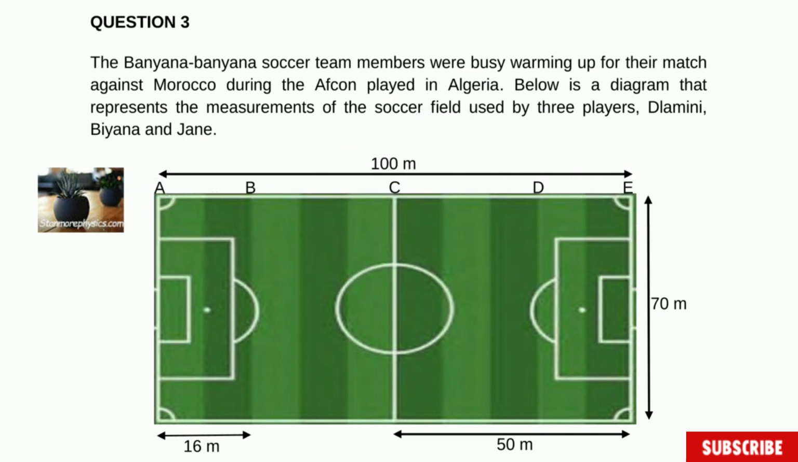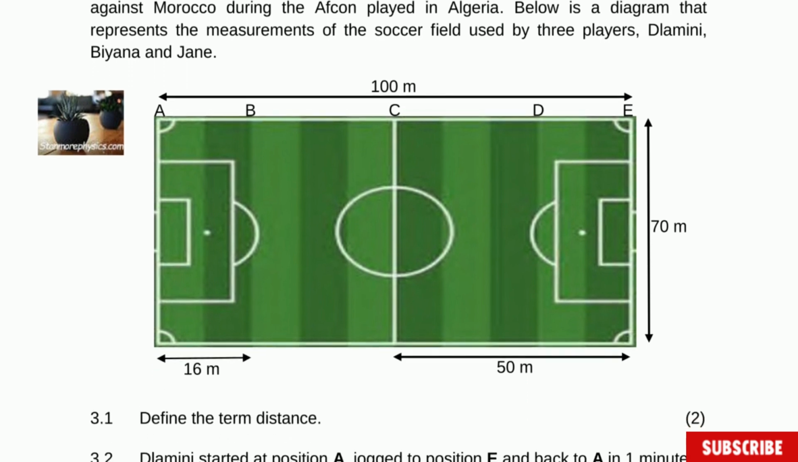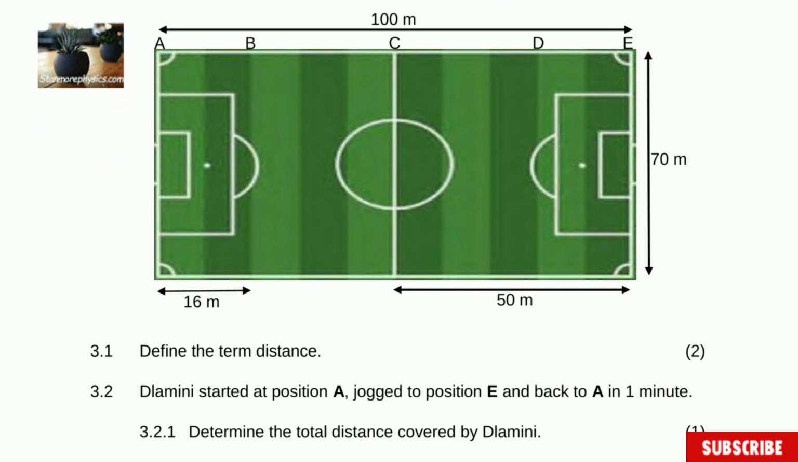The Banyana-banyana soccer team members were busy warming up for the match against Morocco during an Afcon played in Algeria. Below is a diagram that represents the measurement of the soccer field used by 3 players, Dlamini, Biyana and Jane. So you see the soccer field there, and then the questions that follow.